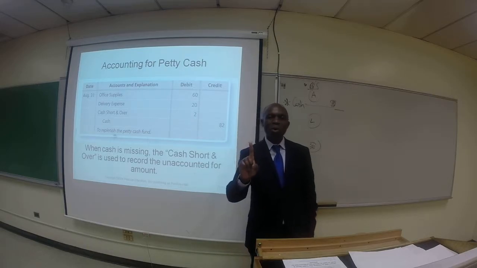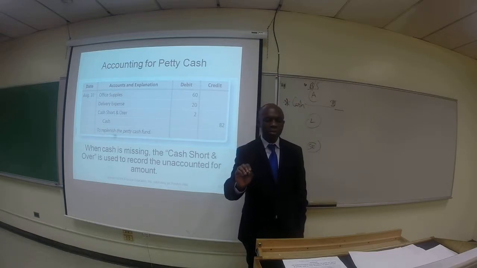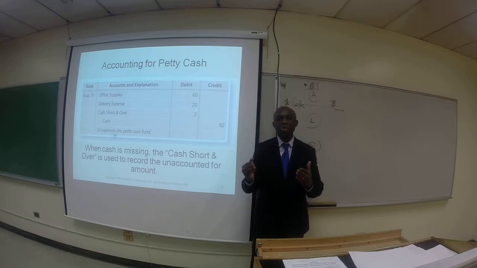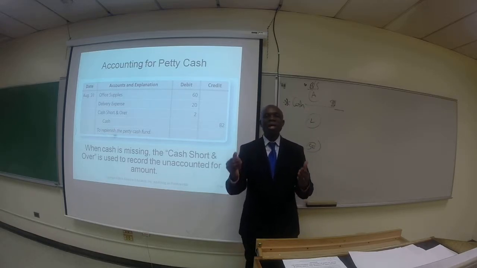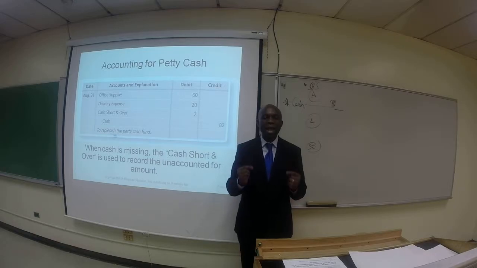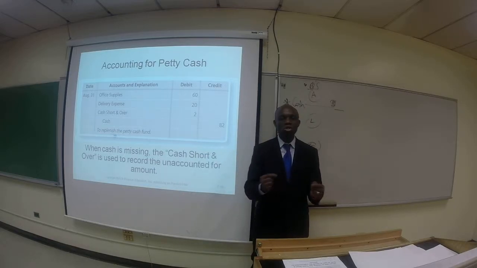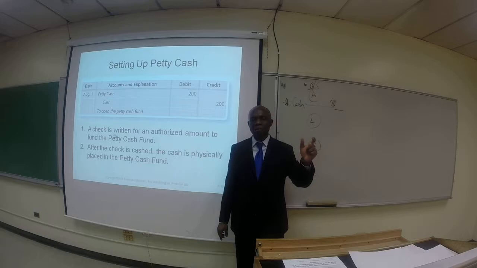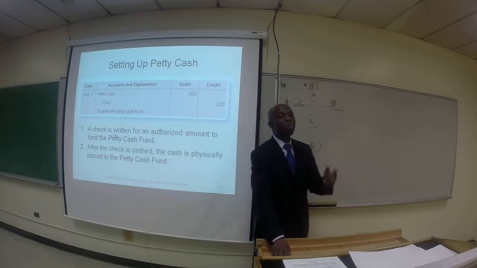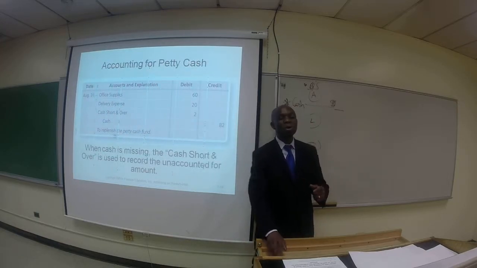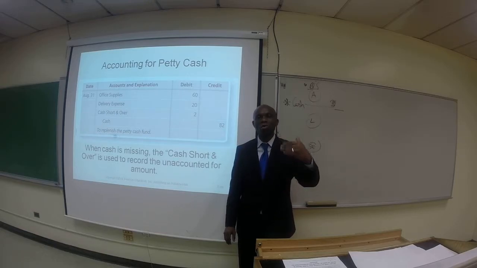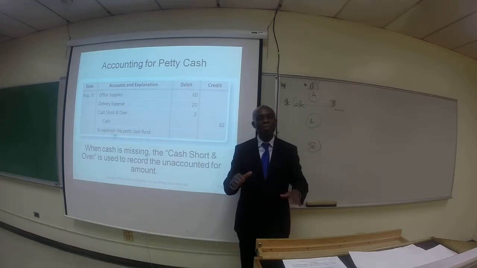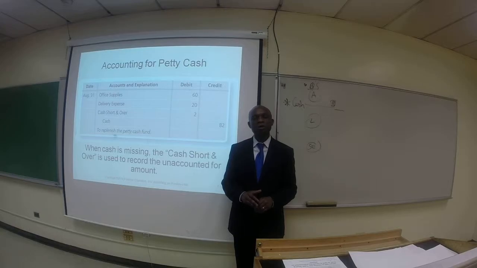There's something very important that I want to draw to your attention, which you should watch out for on the examination. That is, when you replenish petty cash, the petty cash fund account is not applicable. So let's go back to the first journal entry. The first journal entry where we establish petty cash, we debit petty cash for 200 and we credit cash for 200. When we replenish petty cash, take a look at what happened. We debit all the relevant expense accounts and we credit cash, without the petty cash fund being involved at this time.